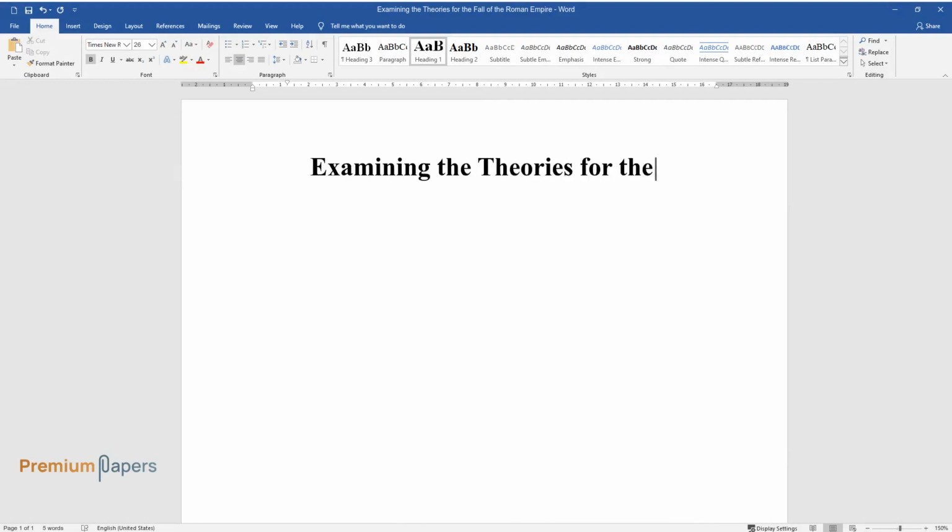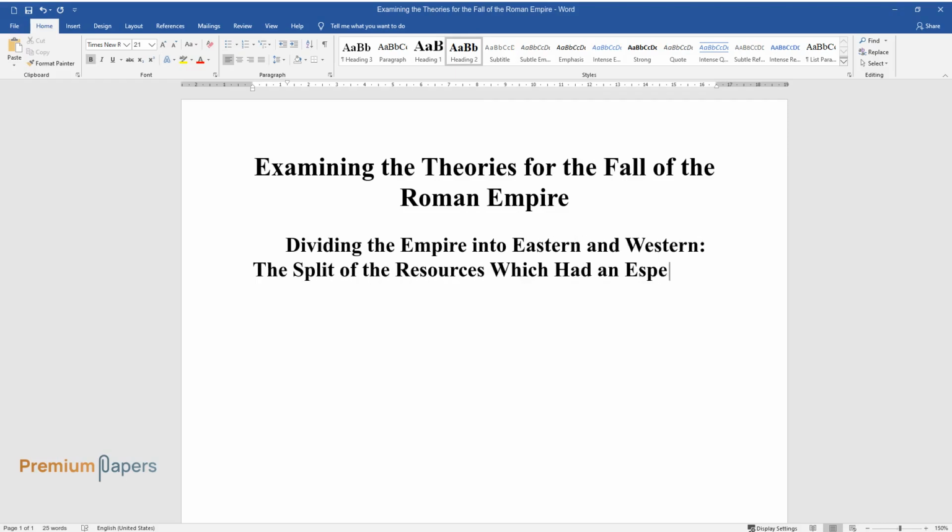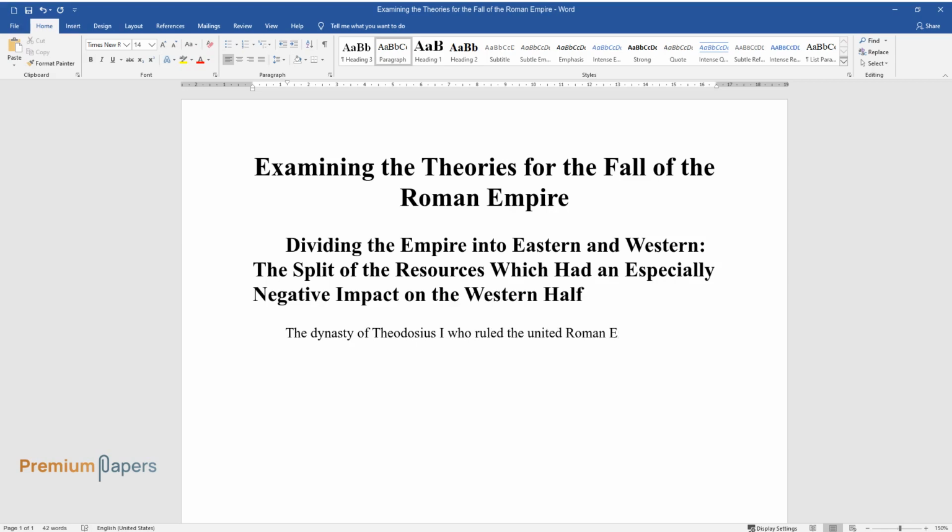Examining the theories for the fall of the Roman Empire. Dividing the empire into Eastern and Western, the split of the resources had an especially negative impact on the Western half. The dynasty of Theodosius I, who ruled the United Roman Empire from 379 to 395, divided it completely.